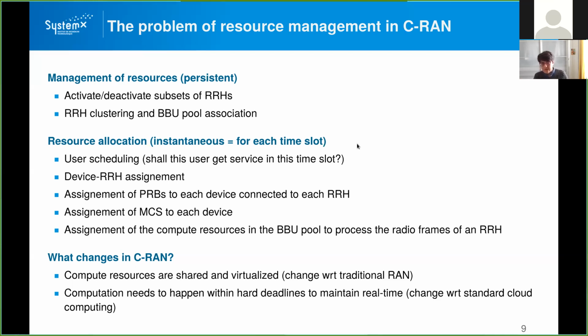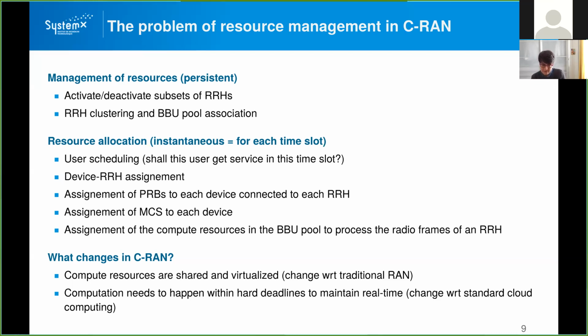And then at each time slot, you need to allocate resources. Some of them are radio resources, so it's the same thing that happens in the traditional infrastructure. You need to perform user scheduling. Who is going to get service right now? You need to assign each device to a radio head. You need to assign bandwidth and time. We are considering OFDMA systems, so you have to assign physical resource blocks to the devices. You need to assign a modulation and coding scheme to everyone. And this is something that happens in any mobile network. And then in CRAN, you need to assign the compute resources in the BBU pool to each one of the frames that come from or are directed to the RRH.